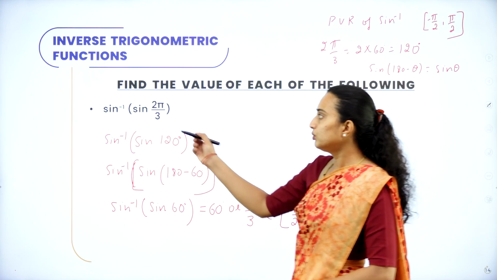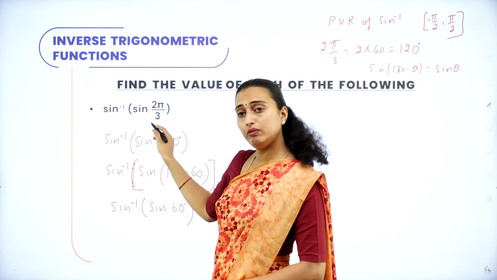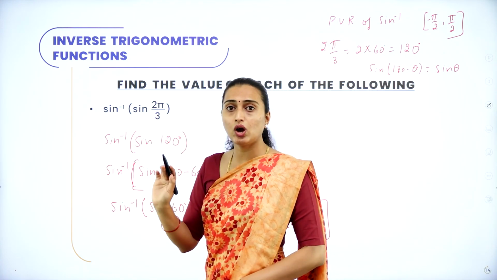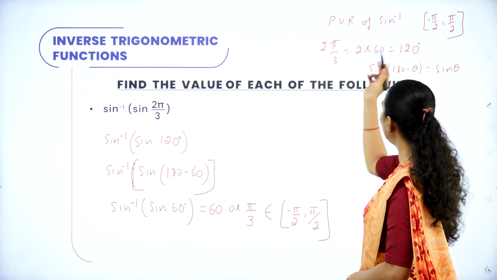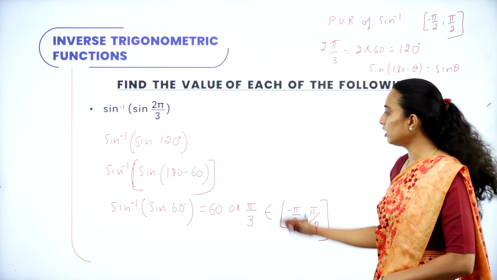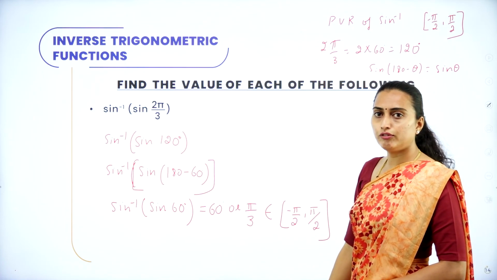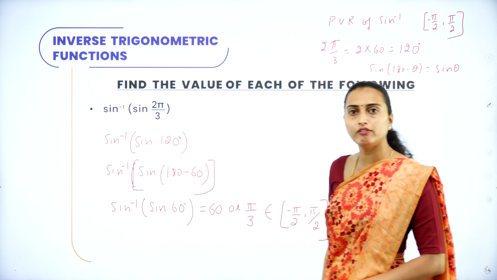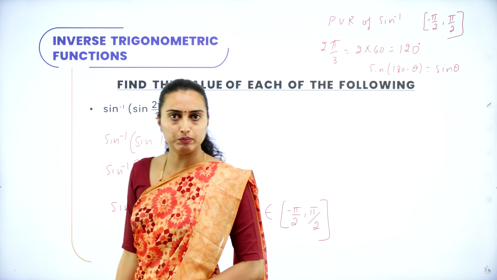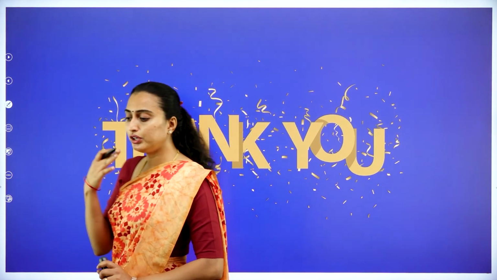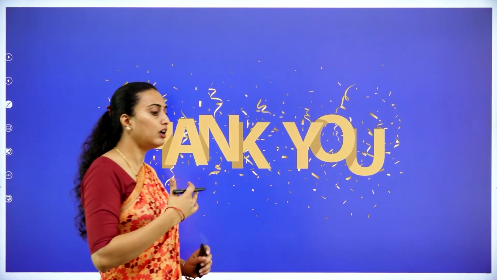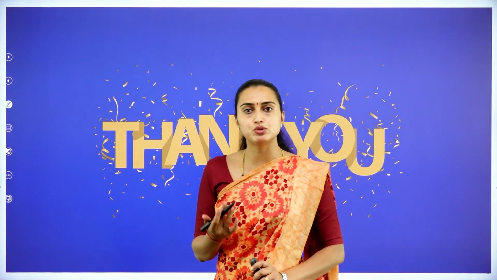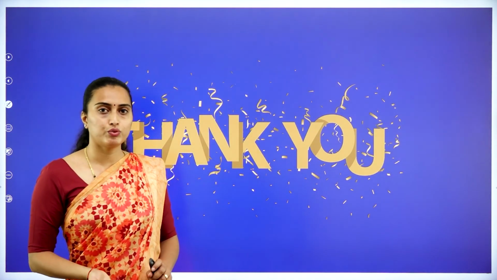Be careful. You can cancel it, but sine inverse sine will go only if 120 degree belongs to the range of sine inverse, which it does not. So we bring it to the simplest form, and then we write 60 degree, which belongs in the range of minus pi by 2 to plus pi by 2. Understood? Please follow the steps properly in the final examination. It will be very helpful for you if you follow the steps. Don't leave any steps out, especially in the 2 marker and the 3 marker.